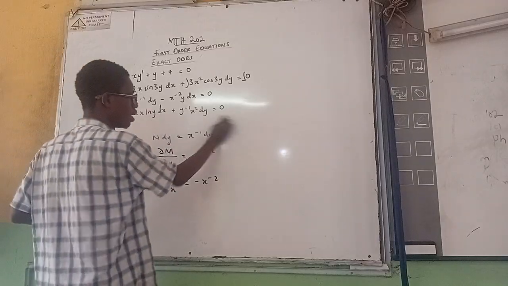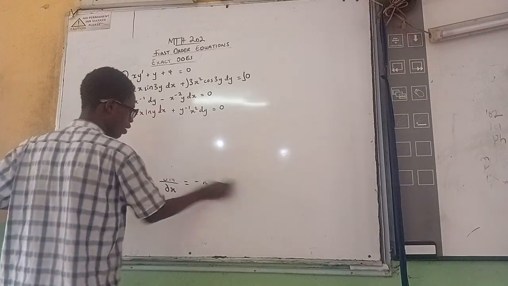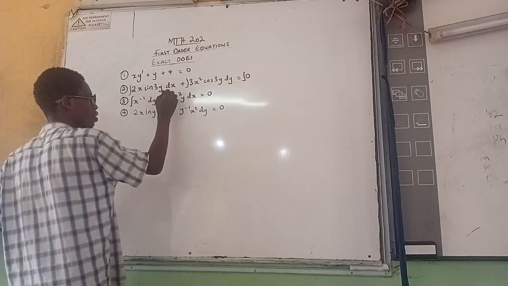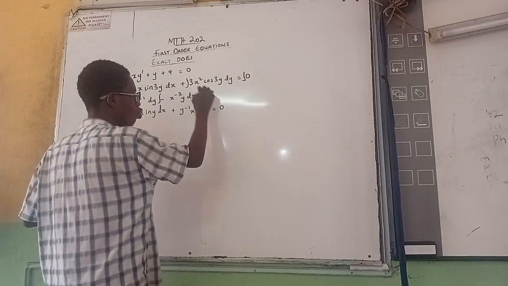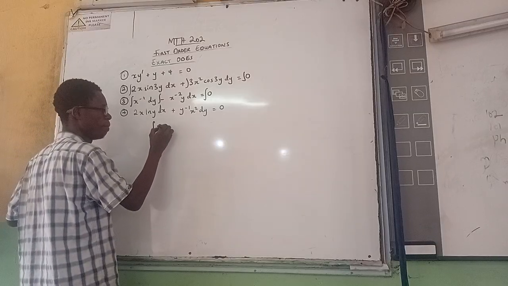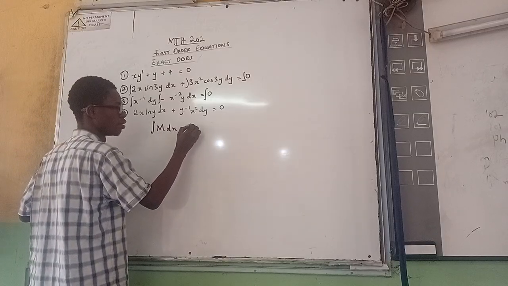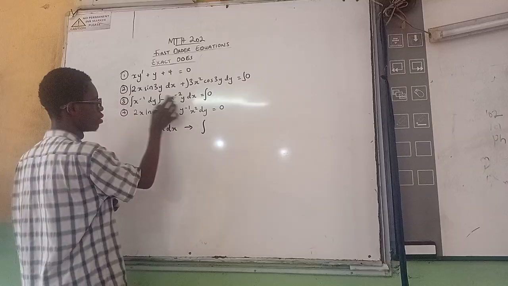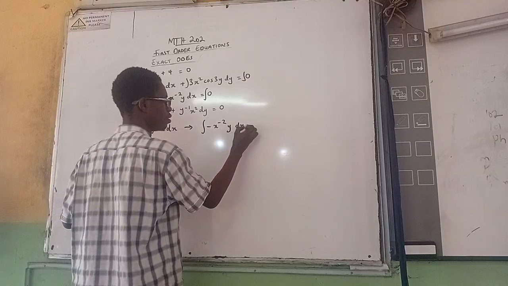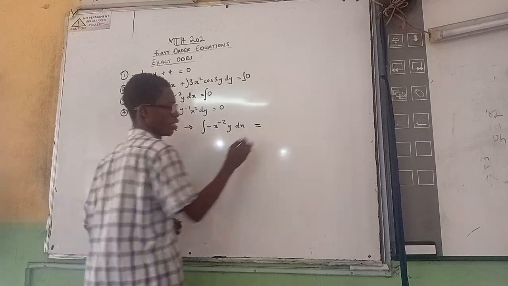That means we can now integrate across to get our solution. So it means we are going to integrate m dx, and the integral of m dx is what? Integral of minus x minus 2y dx. So this means y is a constant. We write it first.